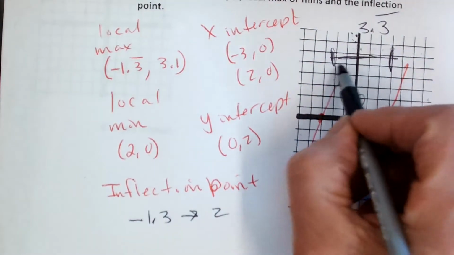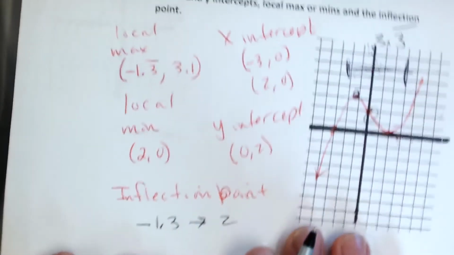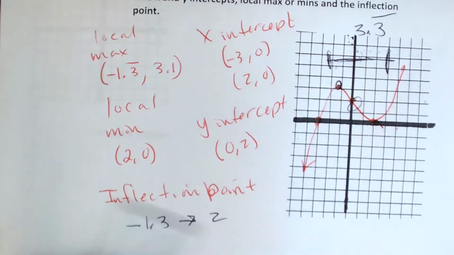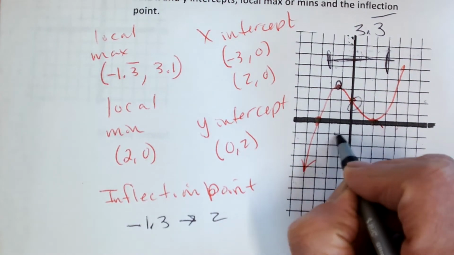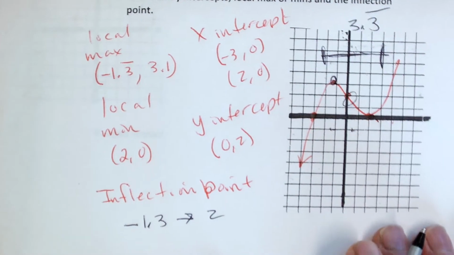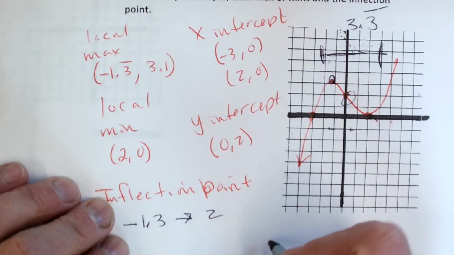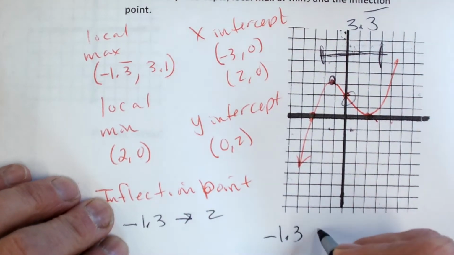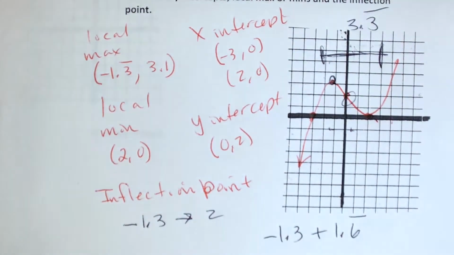So somewhere in here is got to be my inflection point. Hopefully this is not confusing for you. So from right here, if I move over 1.6, I'll have my inflection point, okay? So I'm going to take my negative 1.3, and I'm going to add in that 1.6, and I should get about a 0.3, right, about a 0.3.